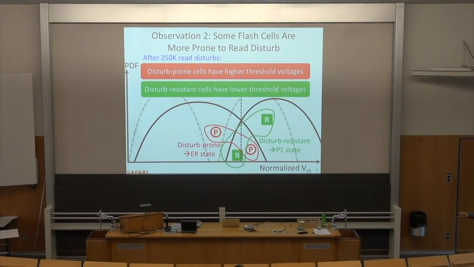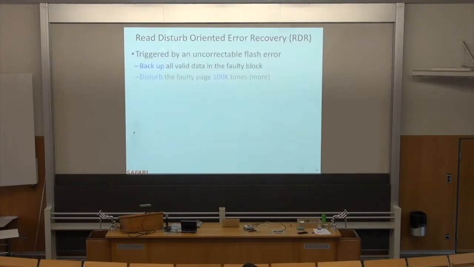If we can somehow probabilistically classify these cells, then we can actually switch the reading that we did and say, okay, I have more information, so I declare this to be in the P1 state, actually, because I know that it's read disturb resistant. Sorry. I declare this to be in the ER state because I know that it's read disturb prone, and I declare this to be in the P1 state because I know that it's read disturb resistant. That's exactly what we're trying to do.